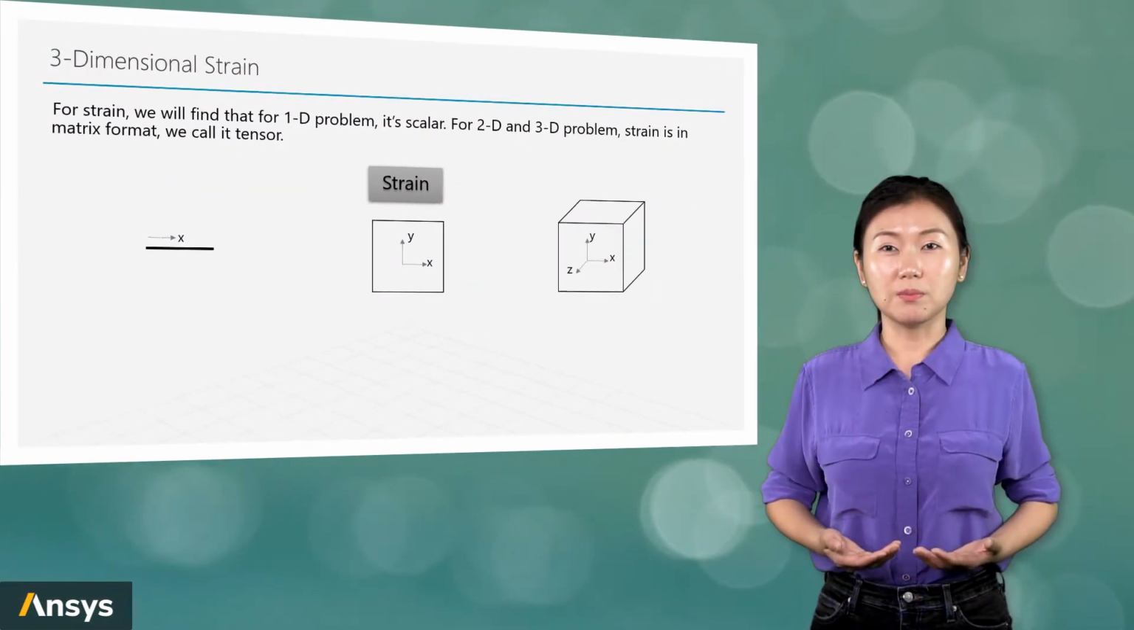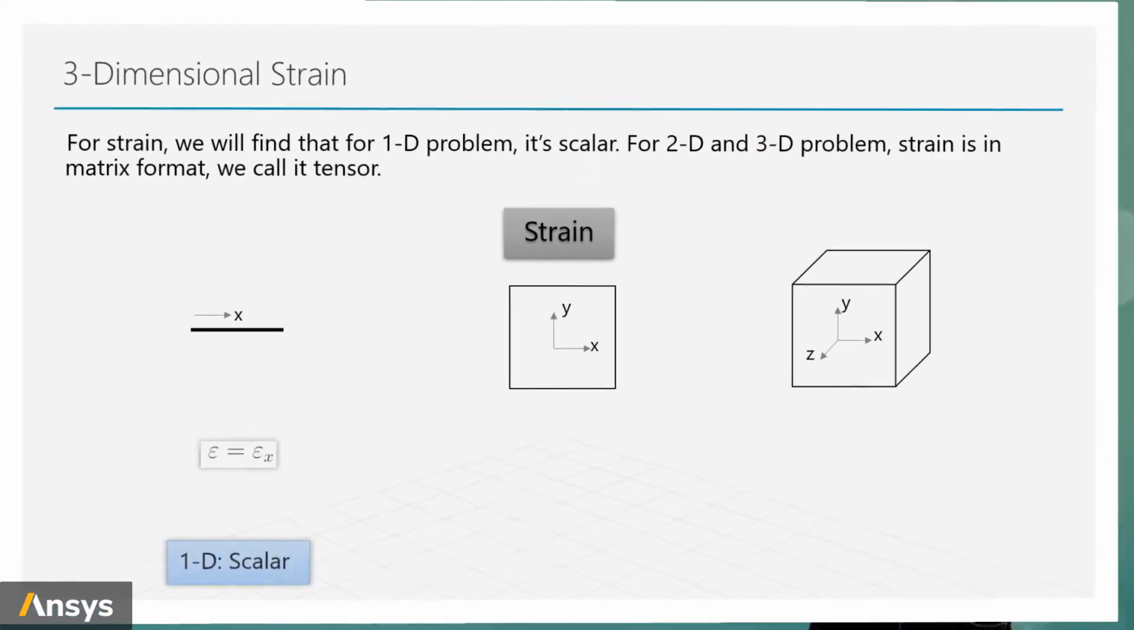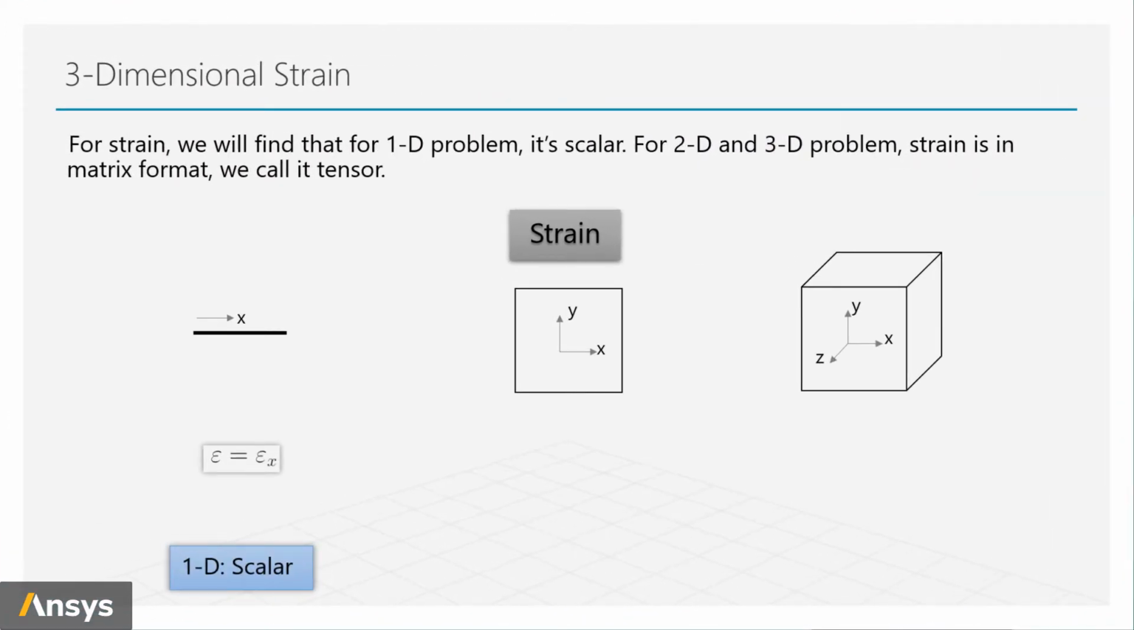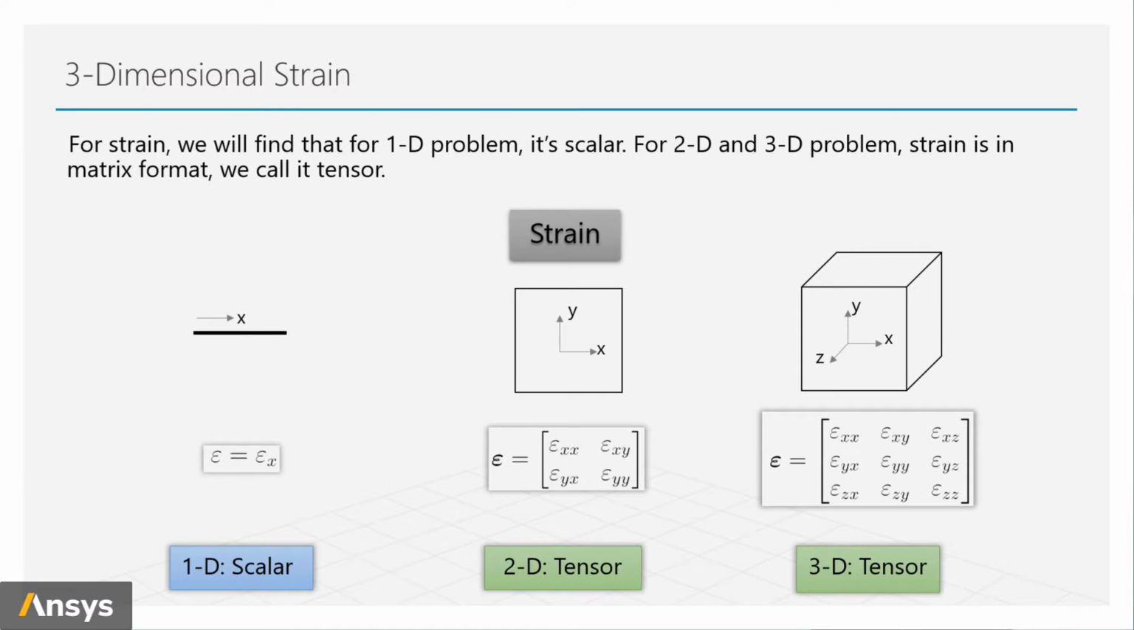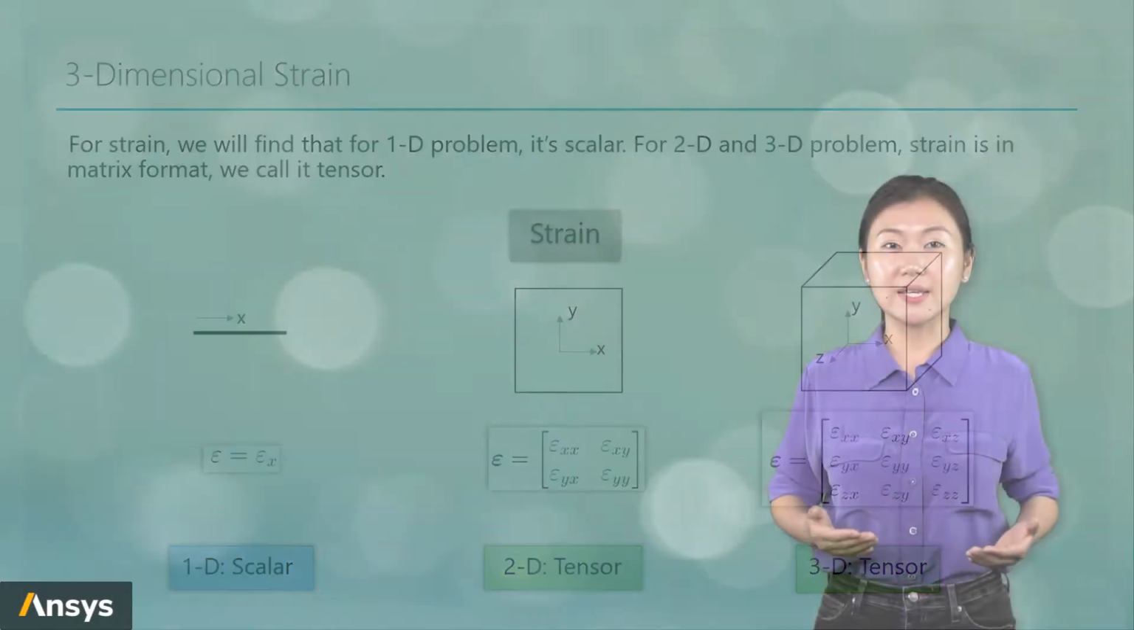Now, let's have a look at strain. For a 1D problem, as we showed by the uniaxial tensile test, strain is a scalar value, epsilon x. However, for 2D and 3D problems, strain is in the form of a 2x2 matrix and a 3x3 matrix. We call such a matrix a tensor. After showing you how the strain tensor looks, let's discuss in detail what all these components inside the strain tensor mean for describing deformation.